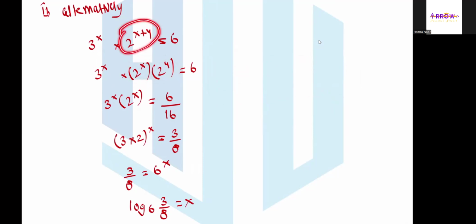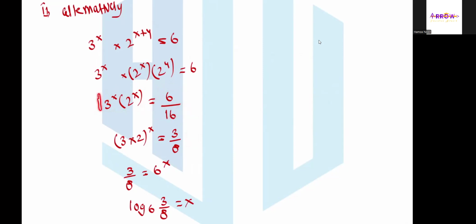Okay, so in place of 2 raised to the power of x plus 4, we have written 2 raised to the power of x multiplied by 2 raised to the power of 4. So now the terms related with x, meaning the terms which have the power of x, are on one side of the equation, and the terms which don't have the variable x in their power are on the other side. So I can say that 3 raised to the power of x multiplied by 2 raised to the power of x is equal to 6 over 16, and 6 over 16 simplifies to 3 over 8.